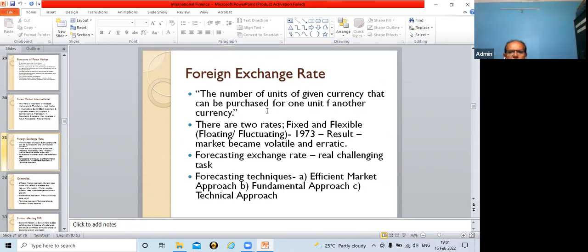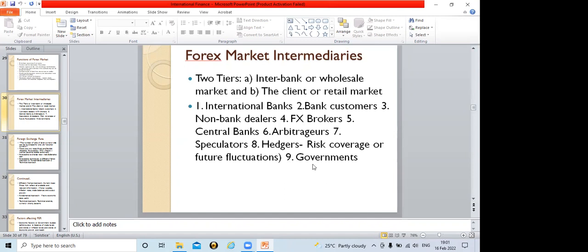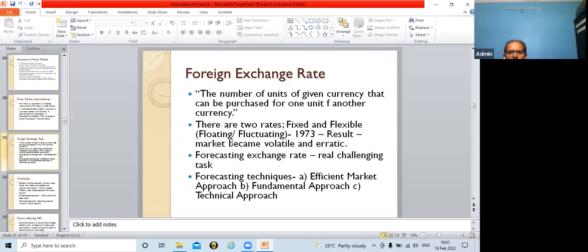We had discussion on this forex market intermediaries, the participants who are involved in this foreign exchange market. There are about 8 to 9 different parties who are involved as the intermediaries, right from wholesale market till government. Then I think we started with this forecasting techniques: efficient market approach, fundamental approach, and technical approach.